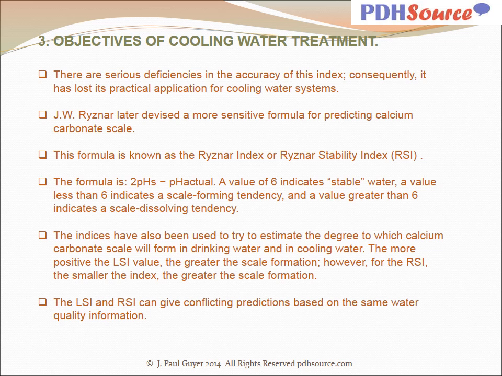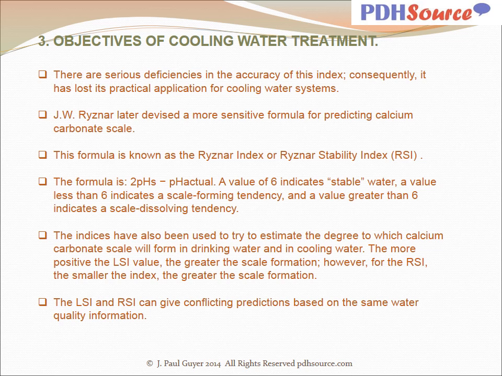Ryznar later devised a more sensitive formula for predicting calcium carbonate scale. This formula is known as the Ryznar index or Ryznar stability index, abbreviated RSI. The formula is 2 times the saturation pH minus the actual pH. A value of 6 indicates stable water, a value less than 6 indicates a scale forming tendency, and a value greater than 6 indicates a scale dissolving tendency.